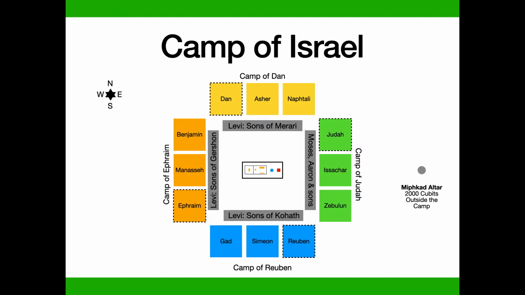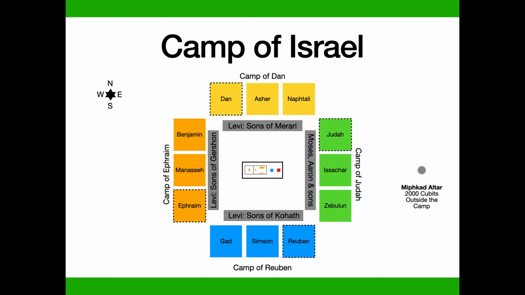So you have 3 on each of the 4 sides to equal the 12, except Levi does not have that position. So Joseph's tribe is split into Ephraim and Manasseh. They're on the west. All right, so there is one tribe on each side that's in charge of the other 2. So Dan, Judah, Reuben, and Ephraim are kind of the heads of the household on each side. And they take care of those things.